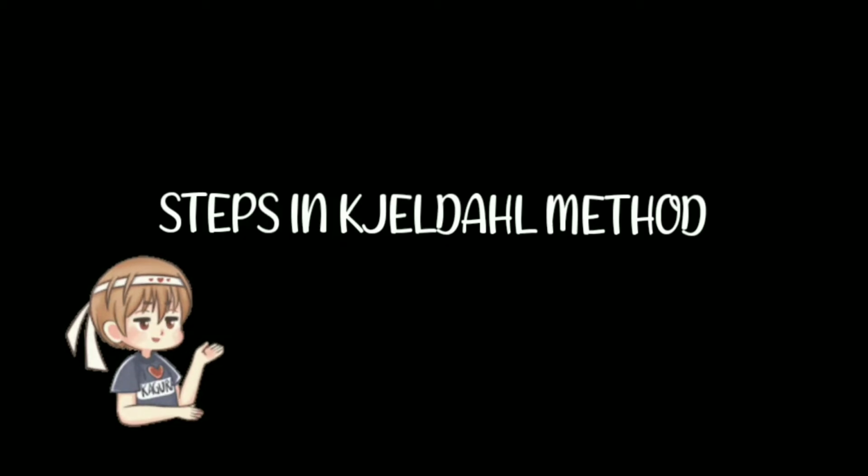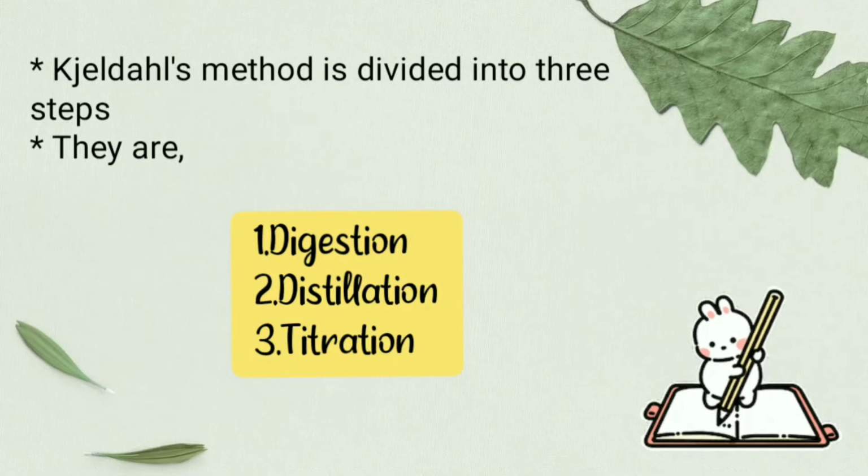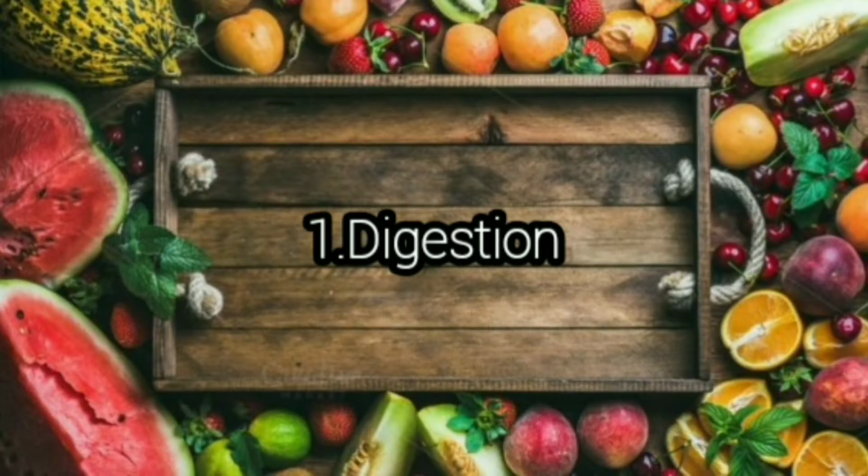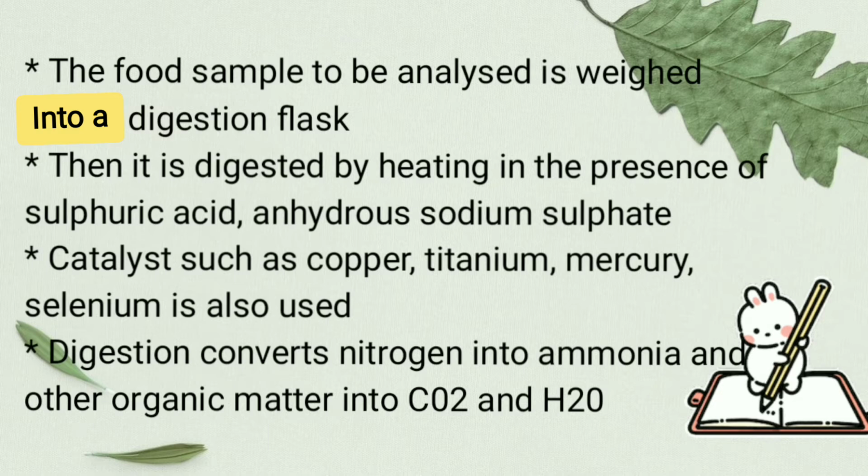Next topic, steps in Kjeldahl method. Kjeldahl method is mainly divided into 3 steps, and they are first one digestion, second one distillation, and third one titration. So let us discuss each step in detail. First step is digestion. In this step, the sample to be analyzed is weighed into a digestion flask, and it is digested by heating in the presence of sulfuric acid and anhydrous sodium sulfate.